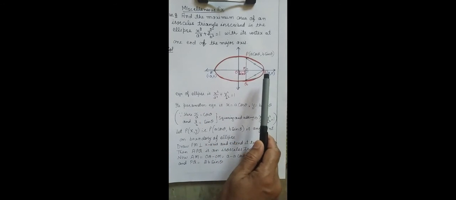Now let me suppose that A dash is the major axis of the ellipse. This is one of the endpoints of the major axis. I am taking the vertex of the triangle at the point A. Now as equation of ellipse is x square upon a square plus y square upon b square equal to 1, its parametric equation will be x is equal to a cos theta, y is equal to b sin theta.